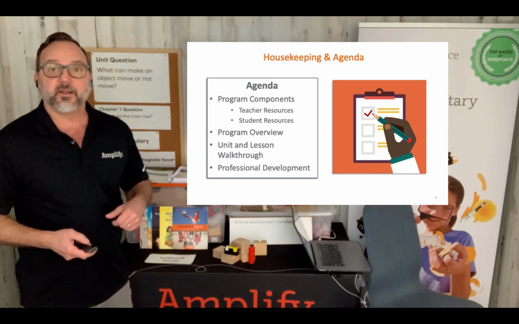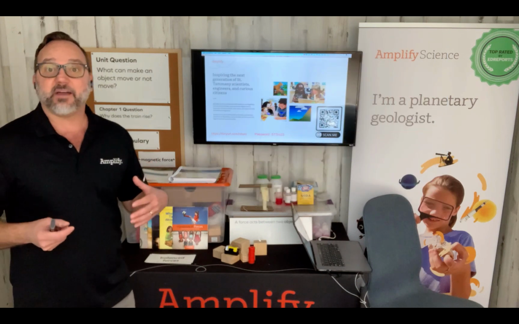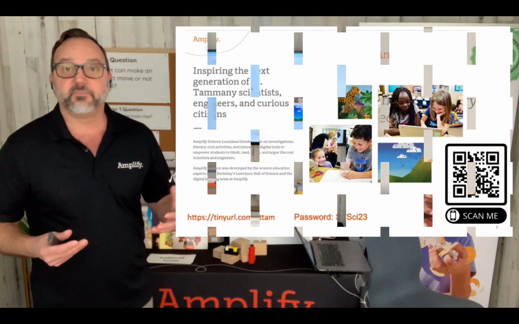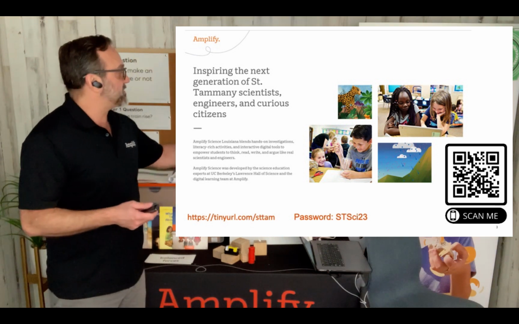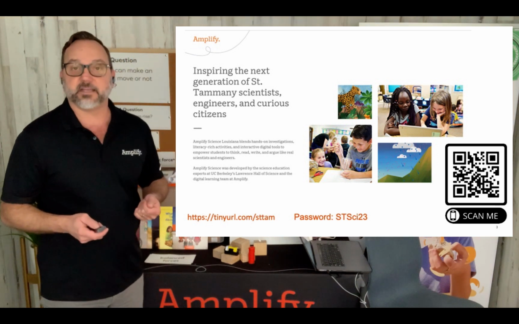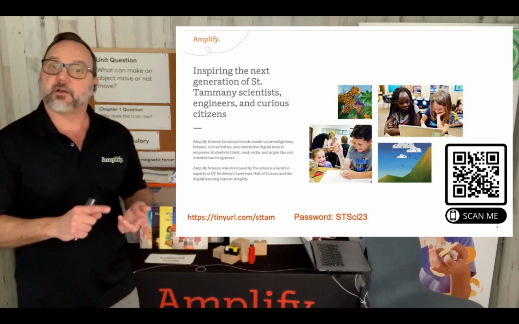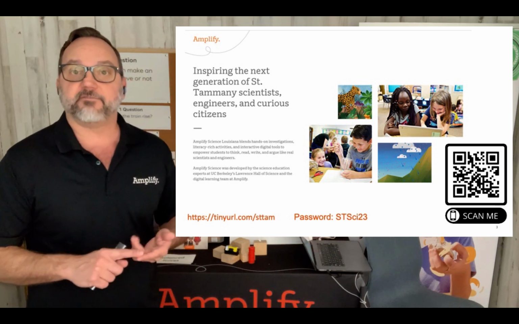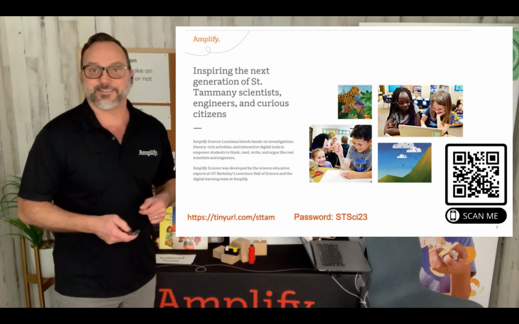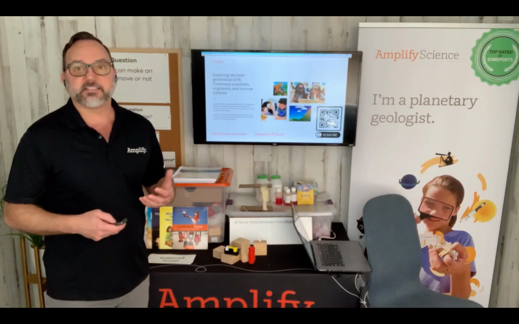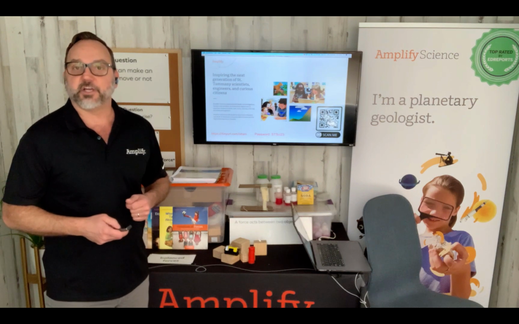So starting off, I really want to make sure that you understand you have a customized website that you can access with a special password that you're seeing here. You can also scan the QR code to get access to that website, which has more details about our scope and sequence for both K-5 and 6-8 and other resources to help you in your selection process. As you'll see, Amplify Science has a lot of great resources that we can share with you.